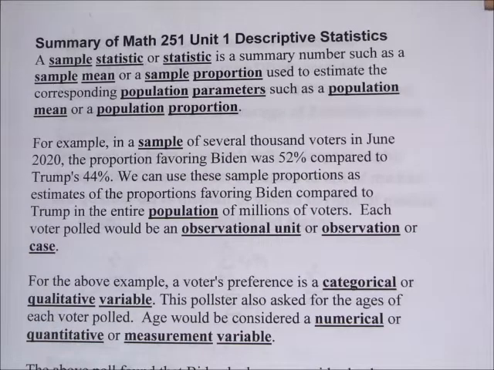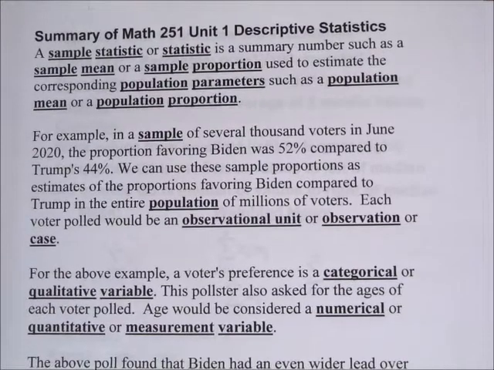A sample statistic, or statistic, is a summary number such as a sample mean or sample proportion used to estimate the corresponding population parameters such as a population mean or population proportion. And here's an example: in a sample of several thousand voters in June 2020, the proportion favoring Biden was 52% compared to Trump's 44%. We can use these sample proportions as estimates of the proportions favoring Biden compared to Trump in the entire population of millions of voters.